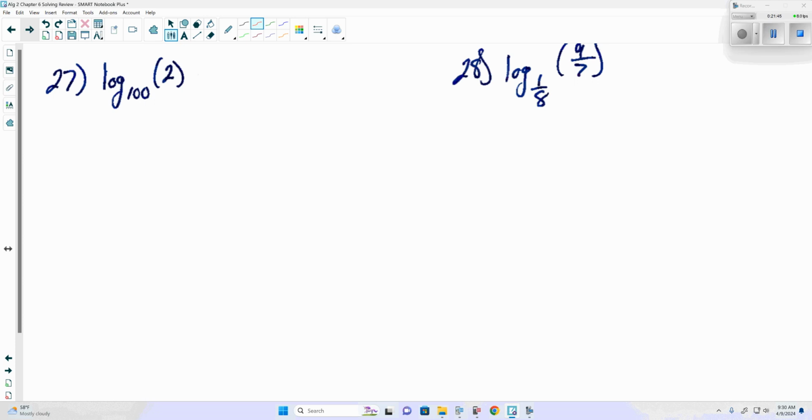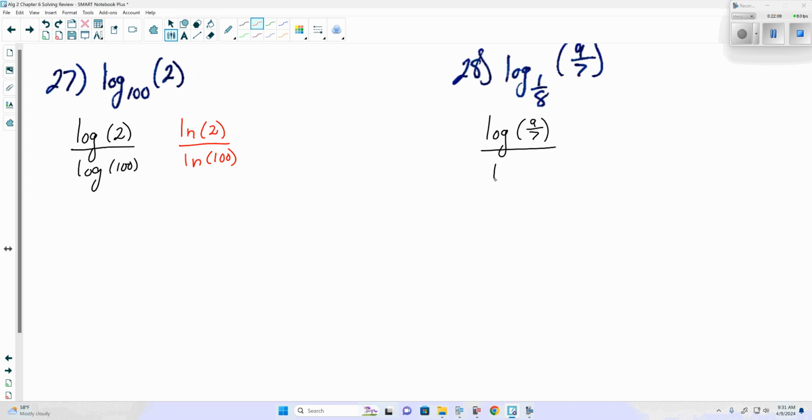Log base 100 of 2 would be log of 2 over log of 100, or the natural log of 2 over the natural log of 100. Log base 1/8 of 9/7 would be log of 9/7 over log of 1/8, or the natural log of 9/7 over the natural log of 1/8.